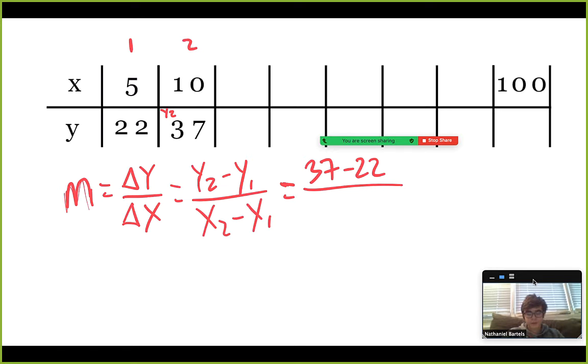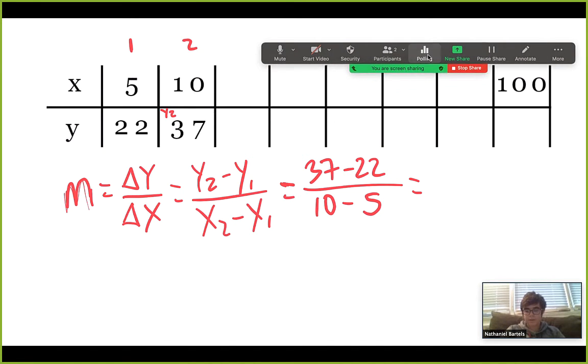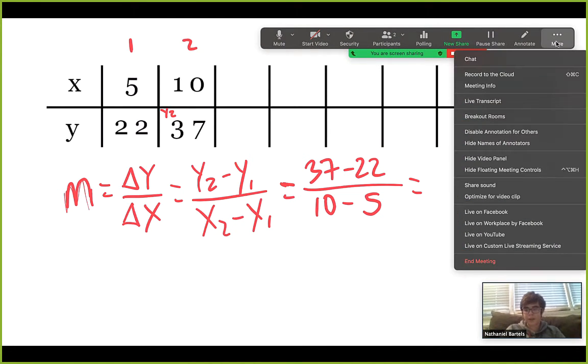And we're going to do what minus what, to stay consistent? 5 minus 10, or is it going to be 10 minus 5? It sure is going to be 10 minus 5. And so what's 37 minus 22? 15. It is 15. Well done.